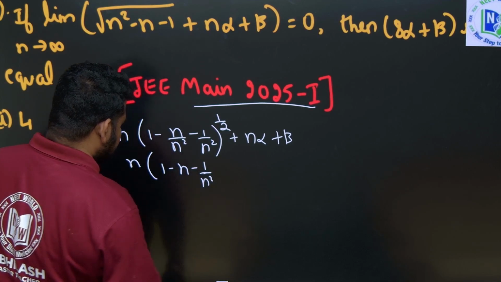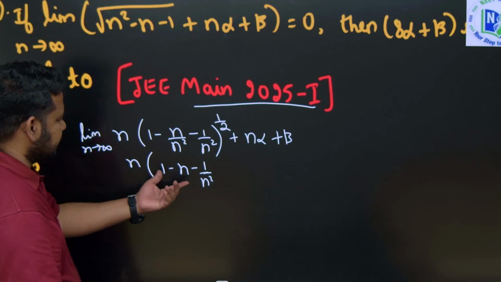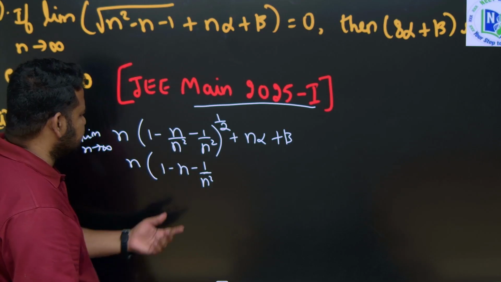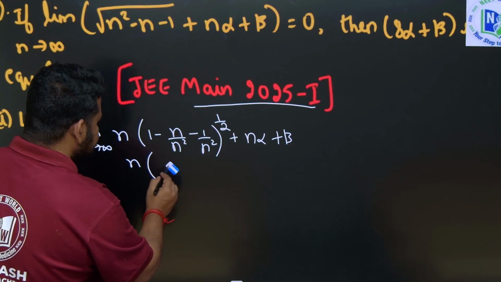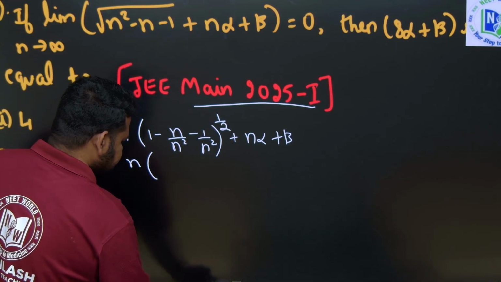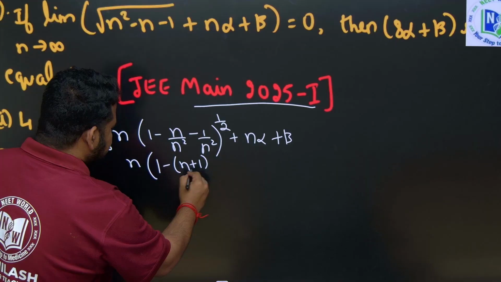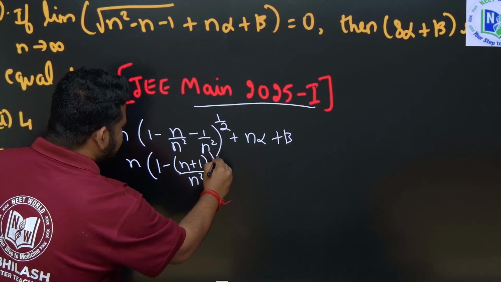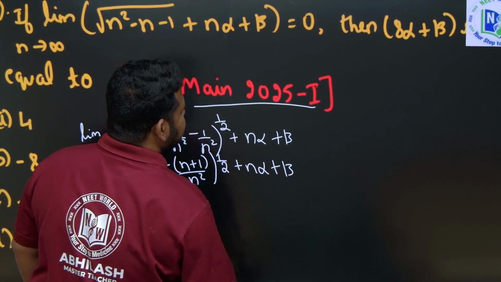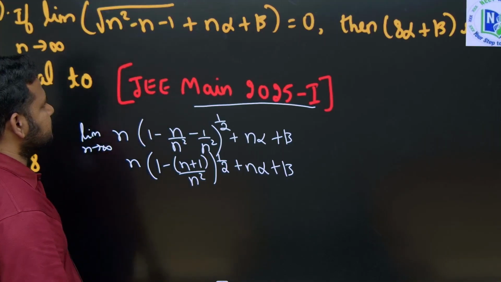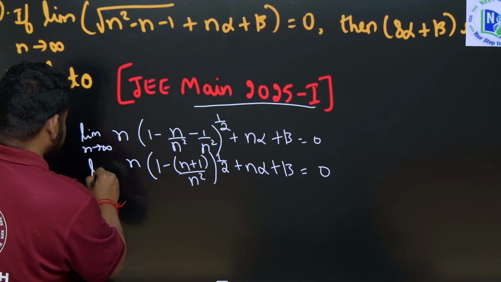Here 1 by n square is there. So what can I do for this? Let me do it here. This can be further simplified as n into (1 minus (n plus 1) by n square) to the power of 1 by 2, plus n alpha plus beta, where n alpha plus beta is equal to 0 as limit n tends to infinity.